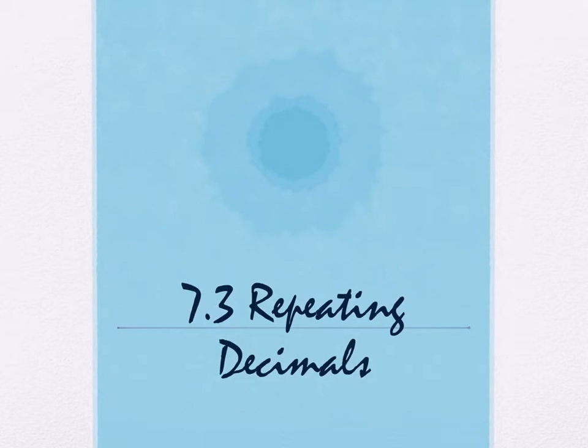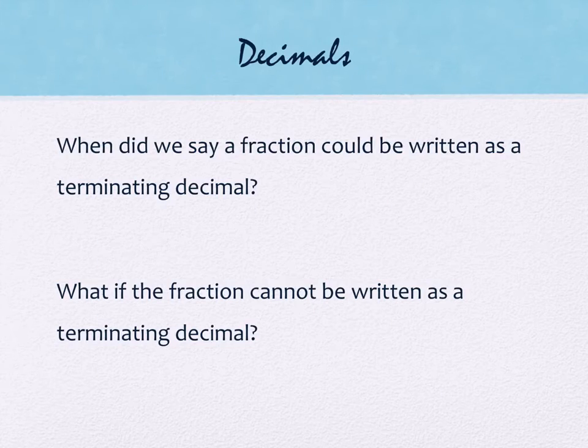Section 7.3 is titled Repeating Decimals. Up to this point, the only name we've had for our decimals was terminating. And terminating meant that they ended, correct? What we're going to encounter in this section is one way that a decimal can never end: it could repeat.